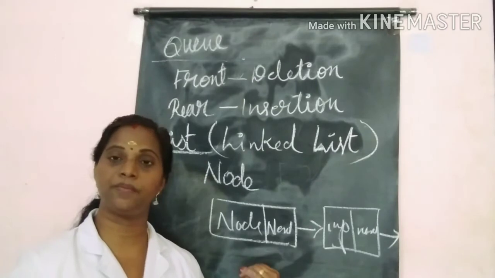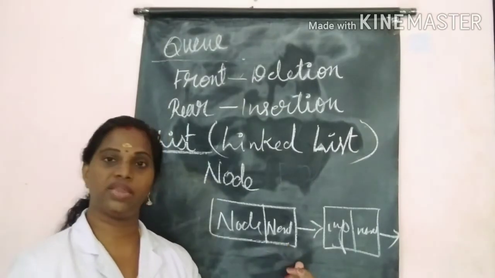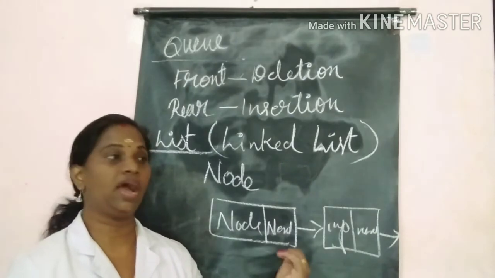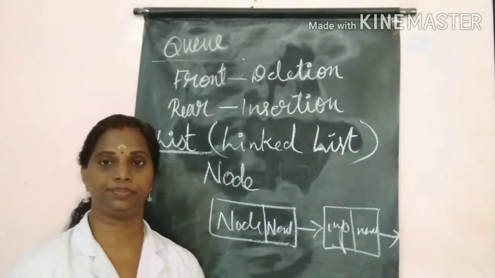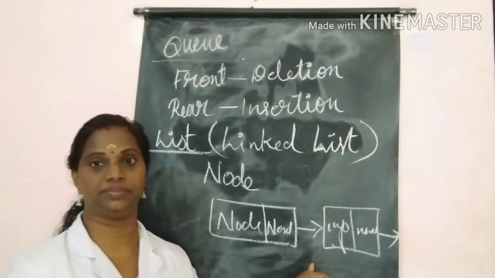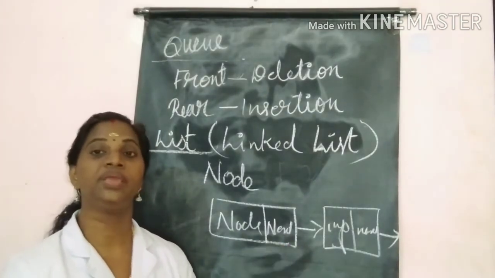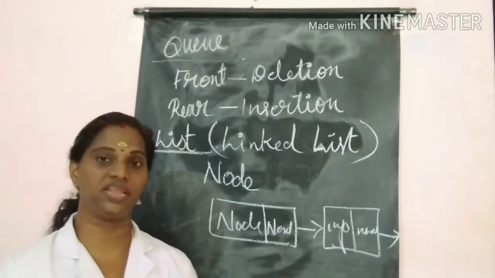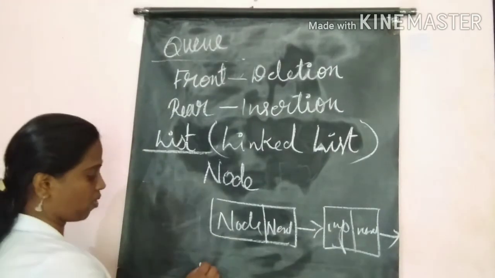And this information part stores the data and the reference pointer will store the reference or the address of the next element. Clear? So this one is a single linked list. Single linked list and double linked list. In a double linked list, we have two pointers.